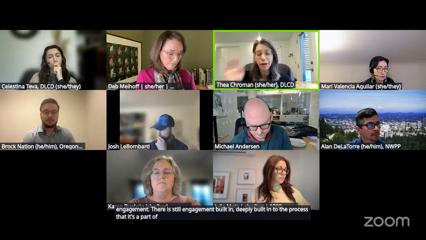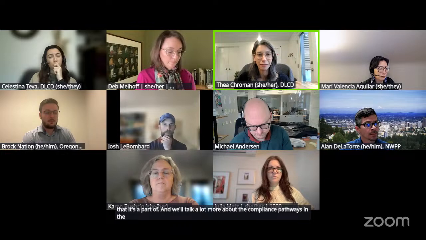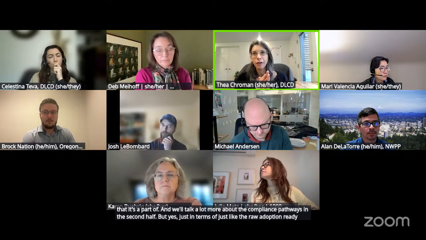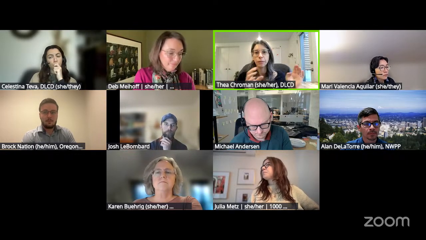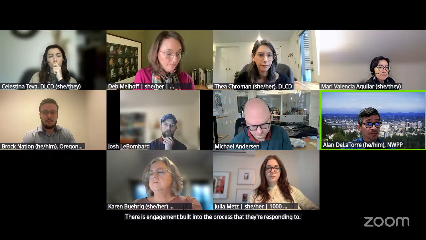And we'll talk a lot more about the compliance pathways in the second half. But yes, just in terms of the raw adoption ready actions, there is engagement built into the process that they're responding to. It's helpful to zoom out a little bit.